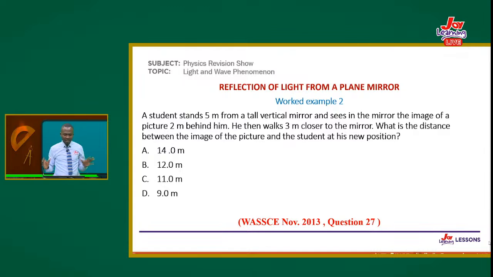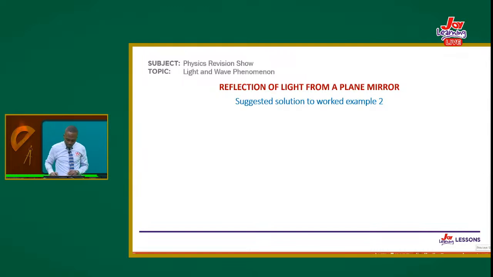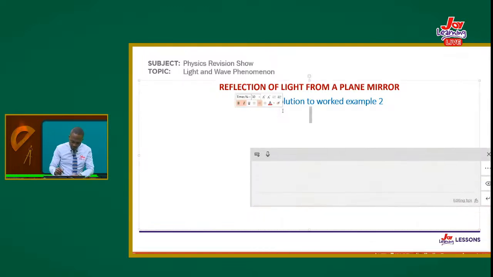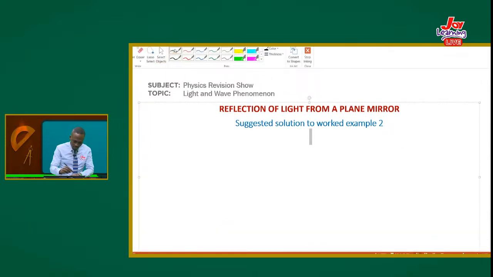It says that the student stands 5 meters from a tall vertical mirror and sees in the mirror the image of a picture 2 meters behind him. So let me illustrate that. Let me put my mirror there in the middle. This is the back of the mirror. Let me put a student in front of the mirror. The distance between the student and the mirror, according to the question, is 5 meters.